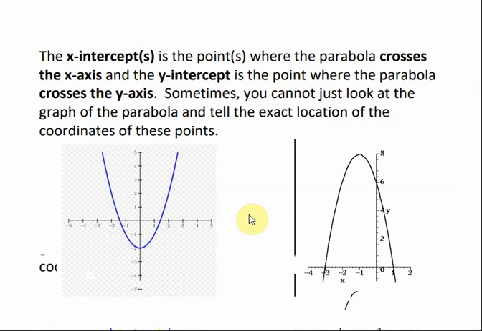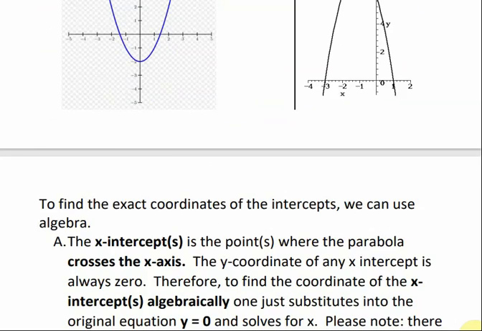Sometimes we can't just look at the graph of the parabola and tell the exact location of these points. If you'll notice here, for our x-intercepts, they're somewhere between 1 and 2, but they're not at an exact point where we can tell what it is. For this y-intercept here, it's a little less than where the 6 is, so we can't exactly tell what the intercepts are. So if that's the case, we have to find them algebraically.